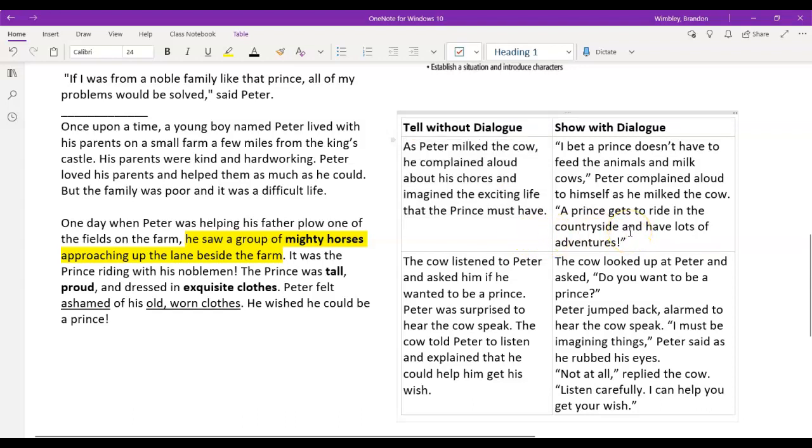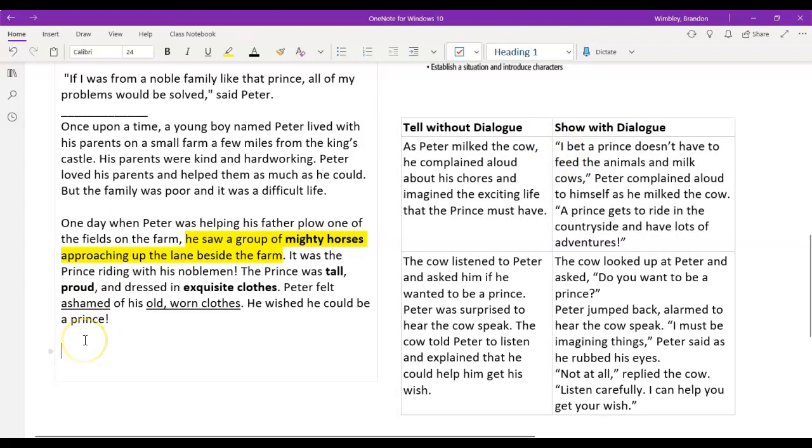"I bet a prince doesn't have to feed the animals and milk cows," Peter complained aloud to himself as he milked the cow. "A prince gets to ride in the countryside and have lots of adventures."